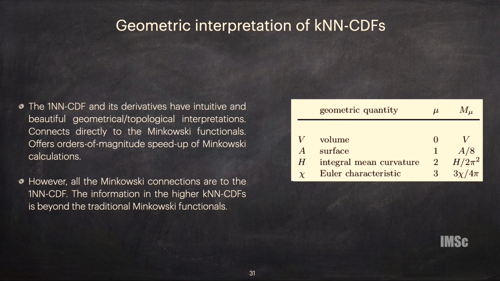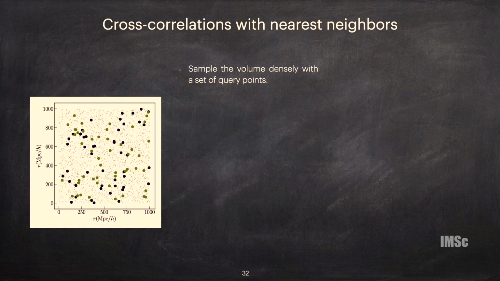You can give geometrical interpretations to the higher order CDFs as well, and the information in the higher KNN CDFs is beyond the traditional Minkowski functionals. So now we have tied it in neatly, both from the algebraic perspective of the N-point functions and the geometrical or the Minkowski functional picture. So is that all that we can do with these statistics? The answer is no. We can also generalize these statistics to take into account cross correlations.